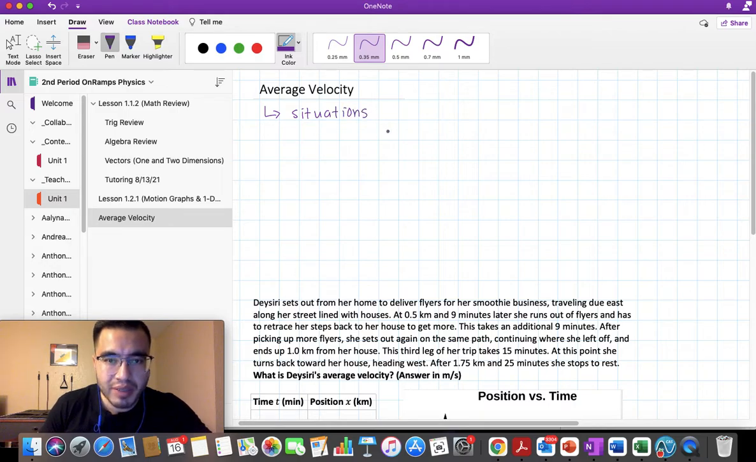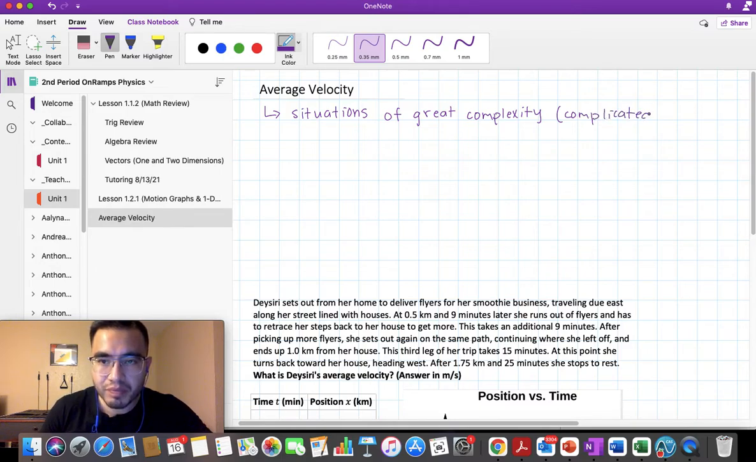of great complexity. Or as the guy from OpenStack says, complicated trips. I like this one better. So that's why we need average velocity. It's going to help us with complicated trips.